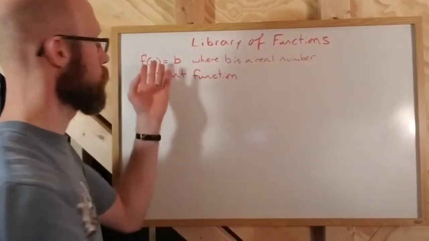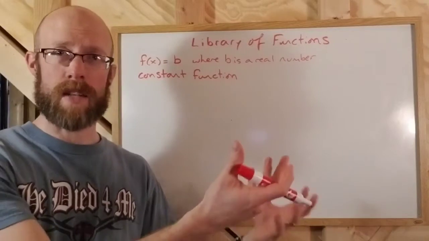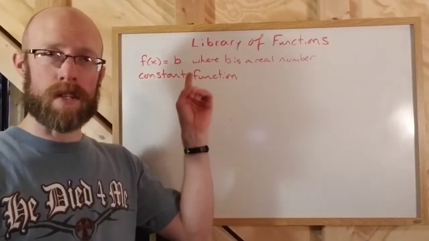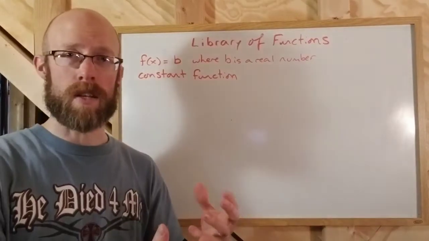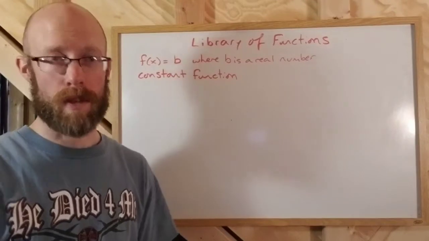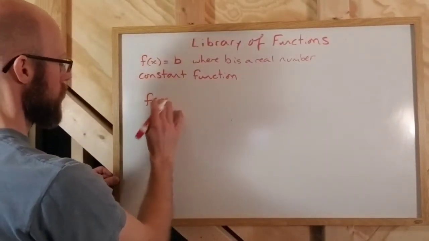Now, there is no x in that function. It seems kind of weird. f of x equals something that doesn't have an x in it. But basically what that means is that every output is a fixed value of b. So no matter what x is, when you plug it in, you always get b as your output, whatever that number is, okay?